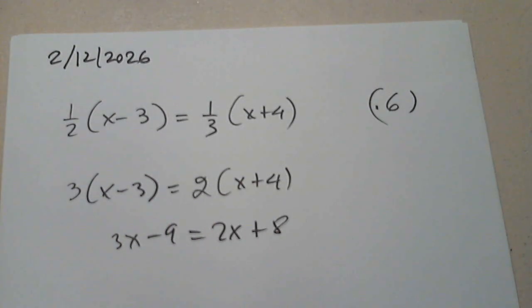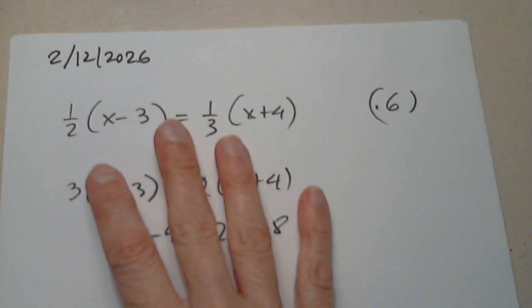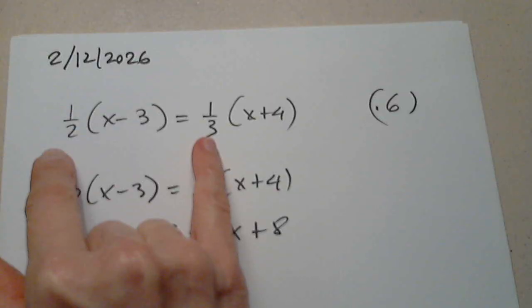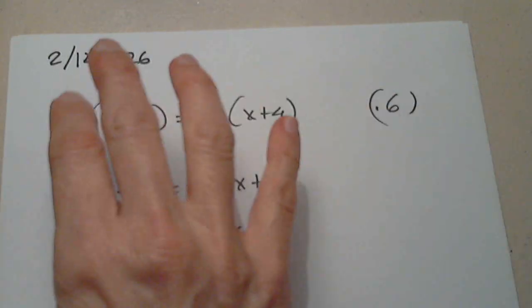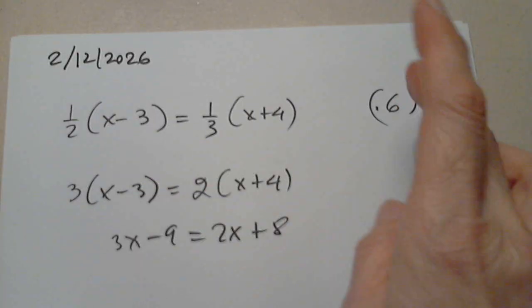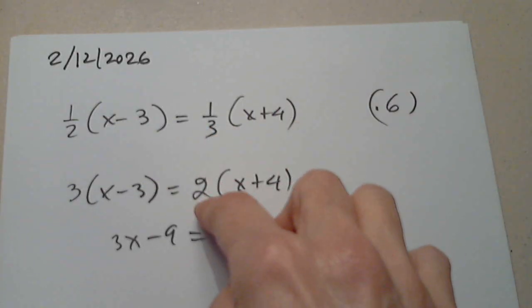I can't see your paper. Oh, of course you cannot. I'm so sorry. Okay, let's start from the beginning. So we decided that the least common denominator was 6. So 6 multiplied by 1/2, we get 3. And then we copy parentheses. 6 times 1/3 is 2.